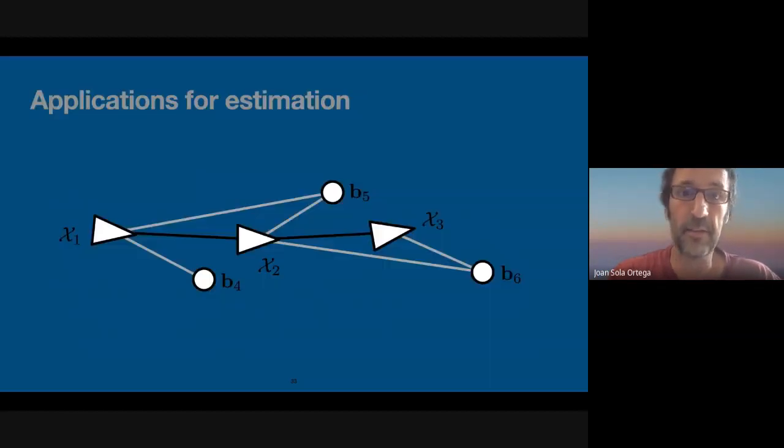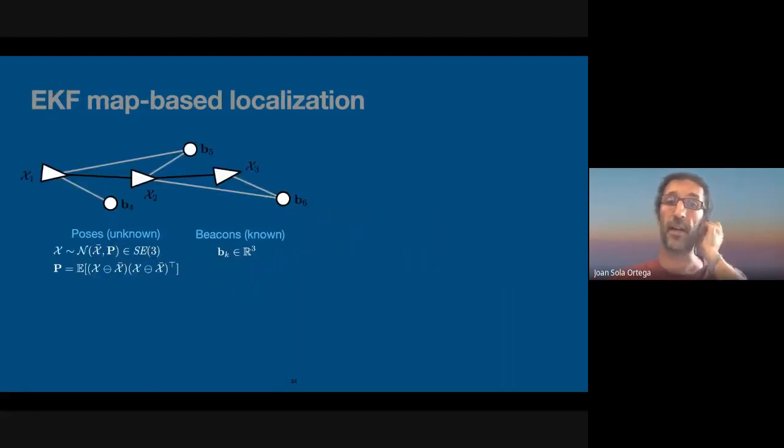Integration and an example. This example is actually 2 examples. The first one is map-based localization using an EKF. So we will have a robot moving in 3D space. This is represented by these triangles: the robot at time 1, at time 2, and at time 3.